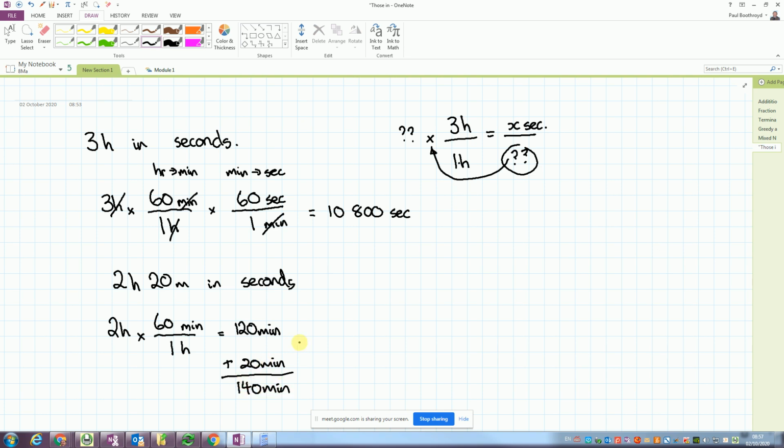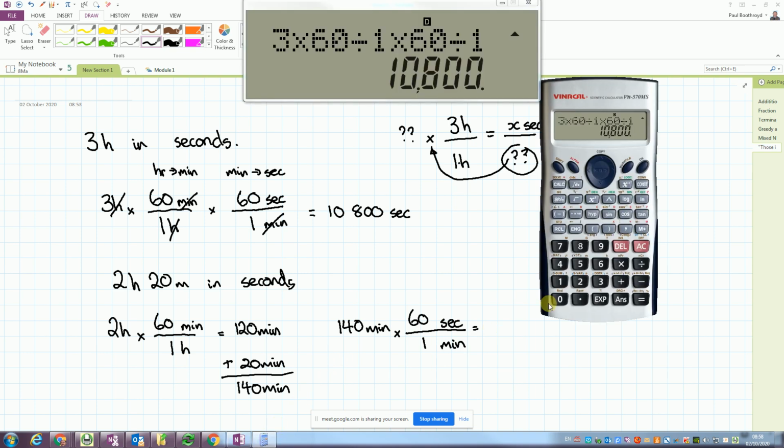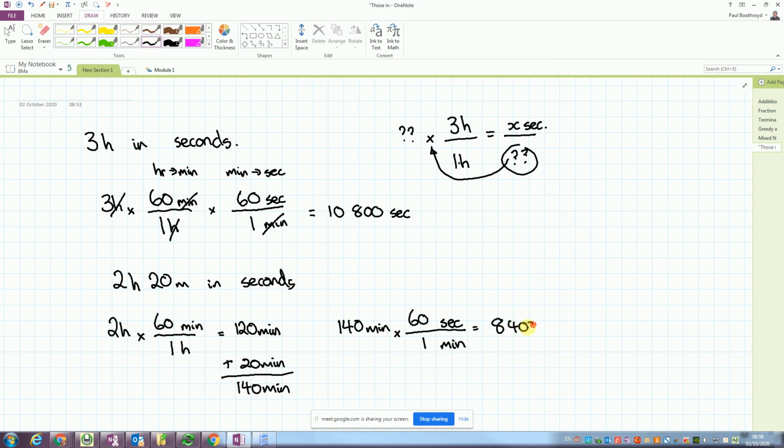Now I need to convert that into seconds. So 140 minutes multiplied by, I want seconds out, minutes are going in, so the minutes cancel. 1 minute is 60 seconds. So I can now use my calculator again and do 140 minutes multiplied by 60, which is 8,400 seconds. Okay, so this is a nice little technique for converting units with funny numbers.